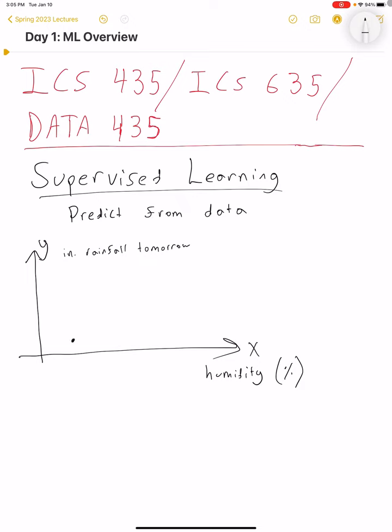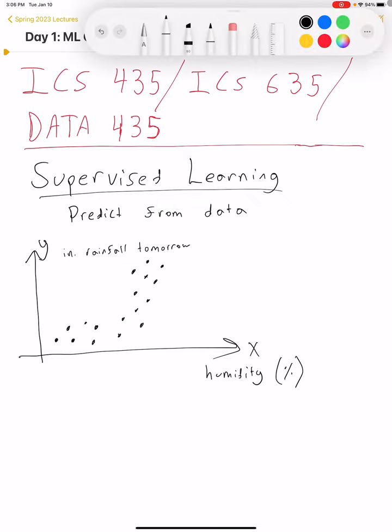So each data point that we collect can be plotted on our plot like so. Each of these data points represents a different day where we have both the humidity that day as a percentage and the inches of rainfall the next day as inches. Any questions so far? Okay, cool.